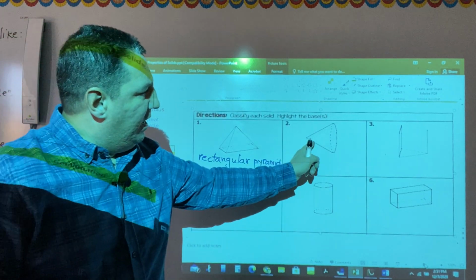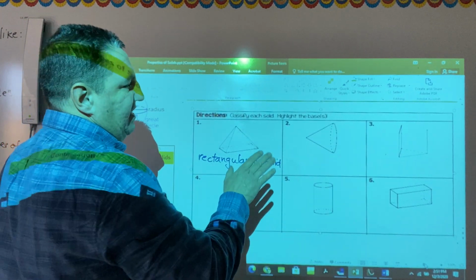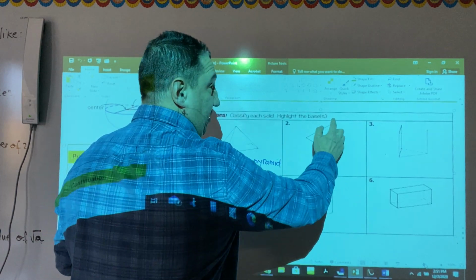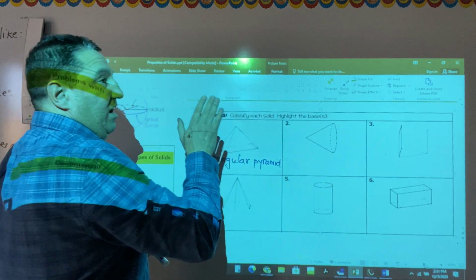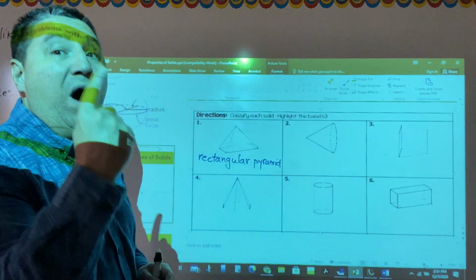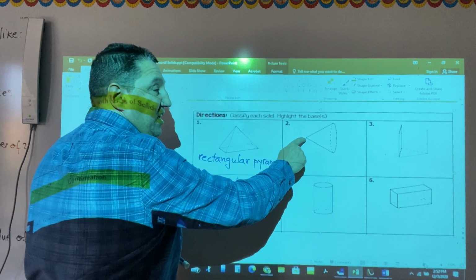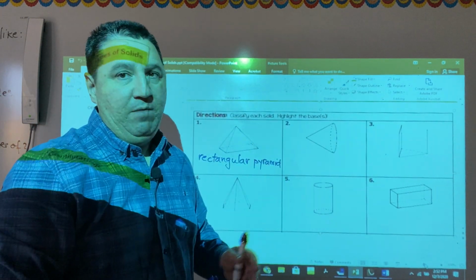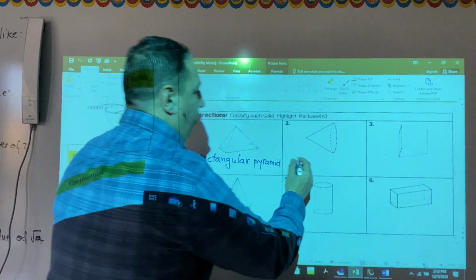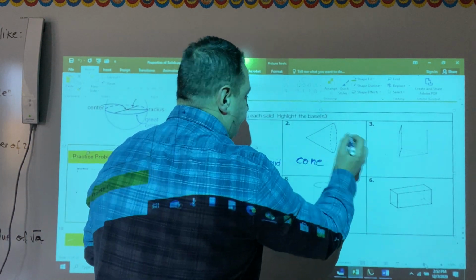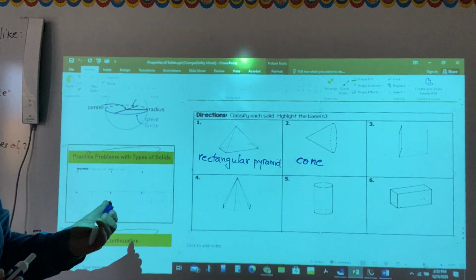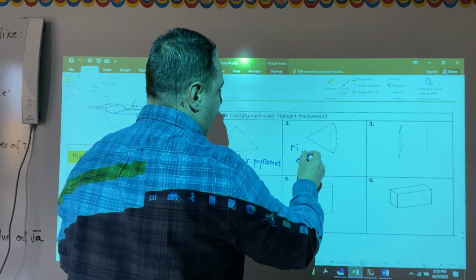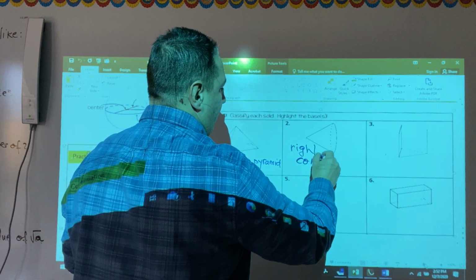Good. Next, as we can see, the base of this shape is a circle. And this shape has only one base. The other base is reducing to a point. So the name is cone. If you like, we can even write right cone.